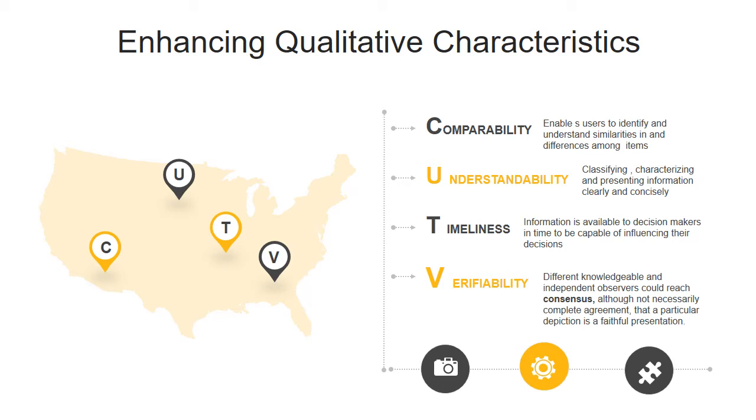Another example, pag rene-compute yung inventory ni company, the same method ang ginamit ng different observer and they come up with the same result. Therefore, they reach consensus. Therefore, the financial statements are verifiable. The information are verifiable. So that is timeliness and verifiability. Now let's discuss comparability and understandability.